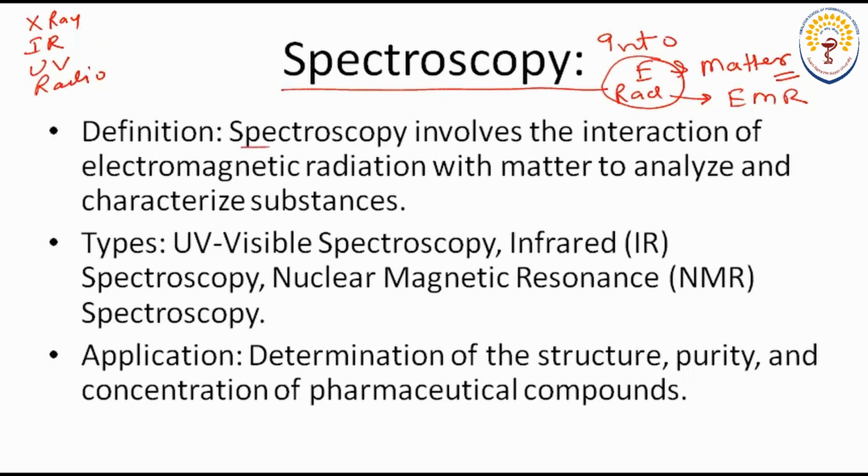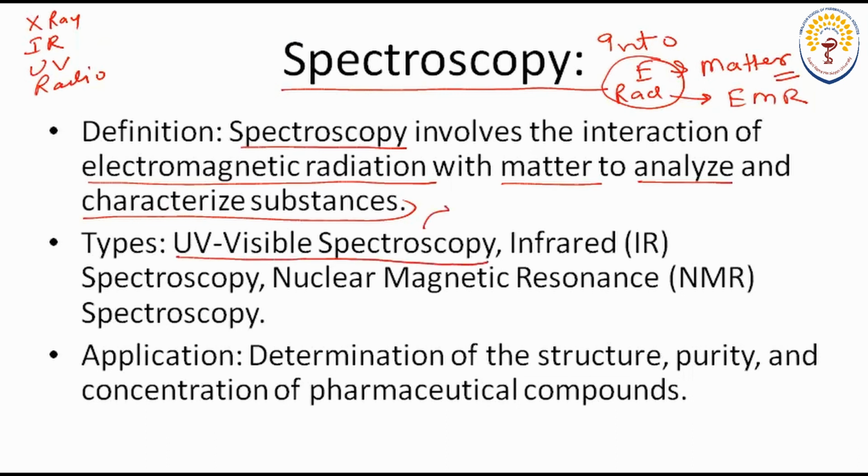So in spectroscopy, what we are doing is interacting electromagnetic radiation with matter, and it will give us a kind of information, and we will analyze and utilize this information to characterize the substance. For example, in UV visible spectroscopy, we perform electronic excitation, and by doing electronic excitation we understand the types of double bond.